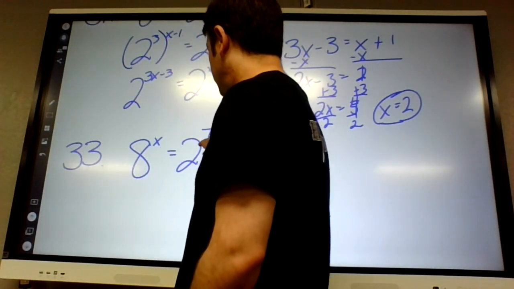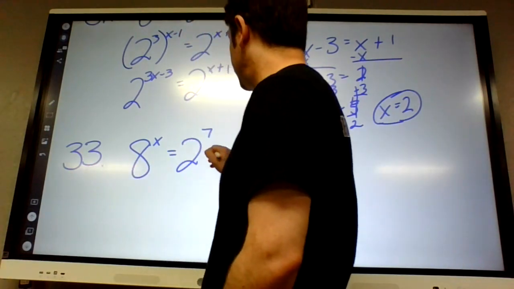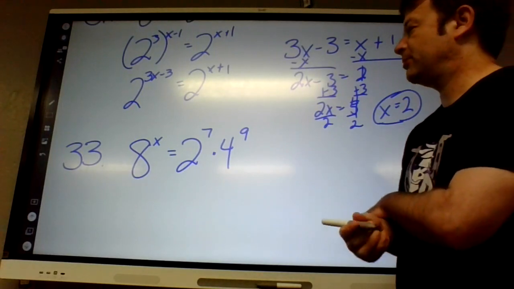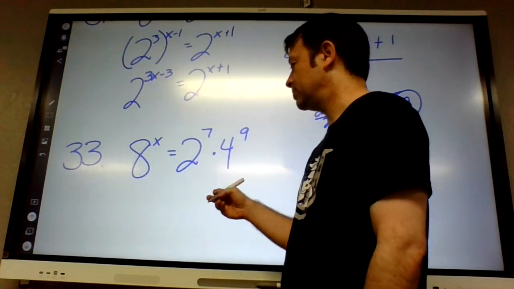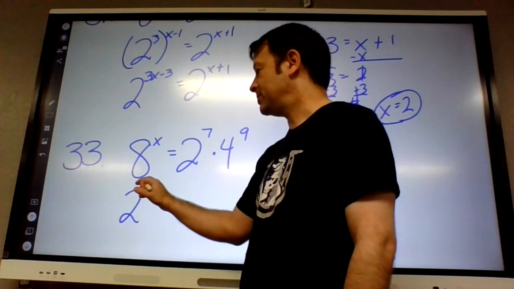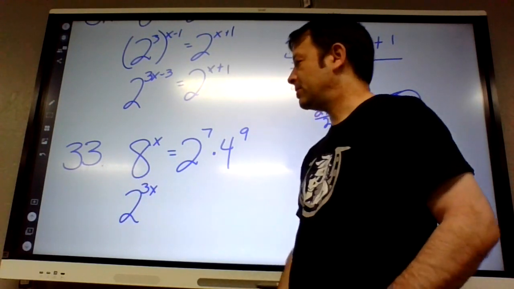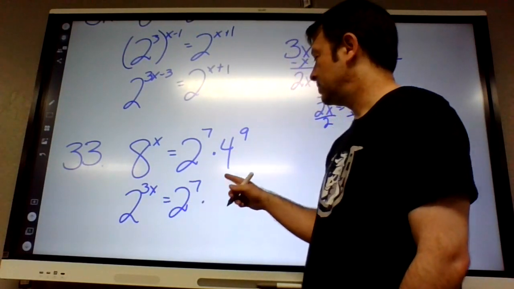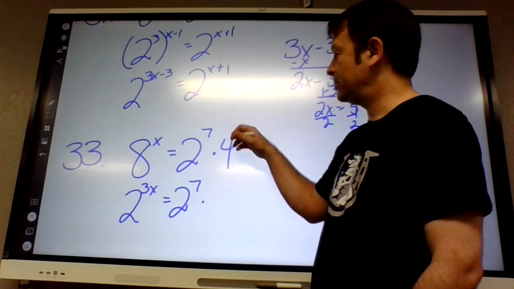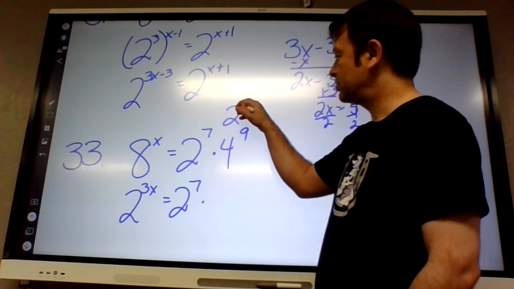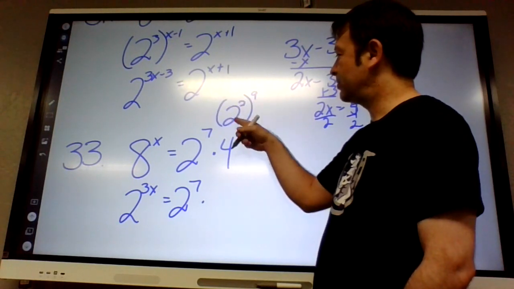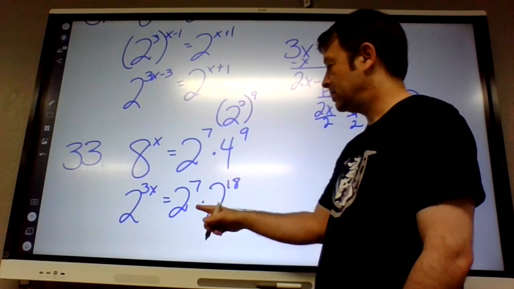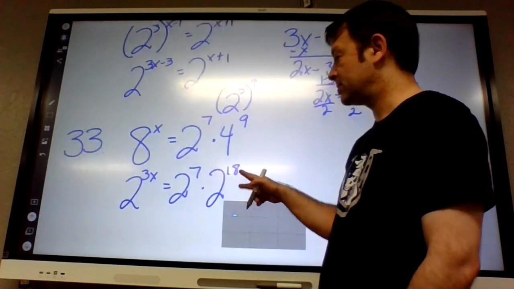Okay. So 2, 4, and 8, all the bases on this problem. 8, 2, and 4 could all be turned into a base of 2. So once again, 8 turns into 2 cubed. So that'll be 2 to the 3x. 4 turns into what? 2 squared. 2 to the 9th will be 2 to the what? 18th. How do I combine these two? Add the exponents.